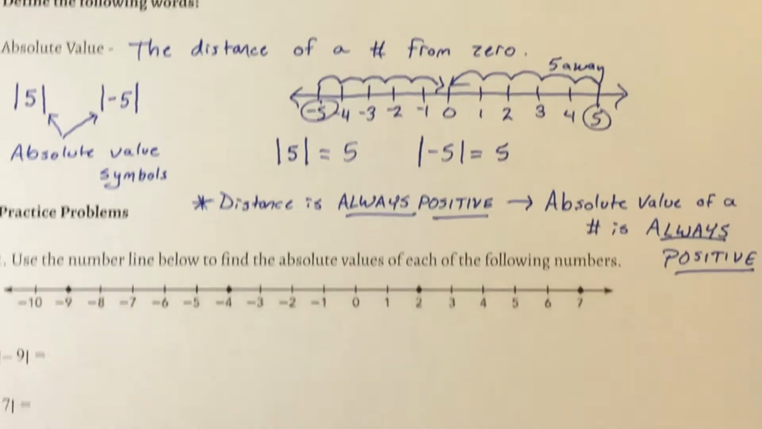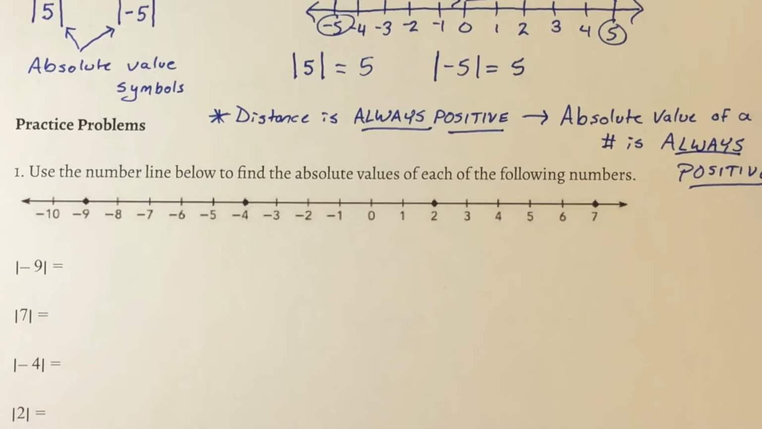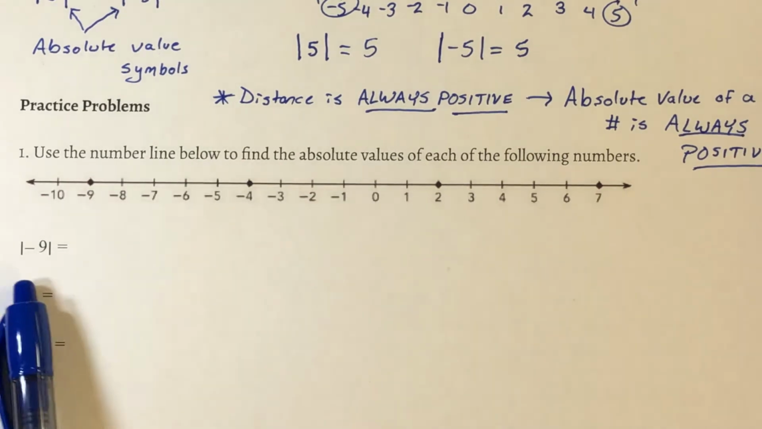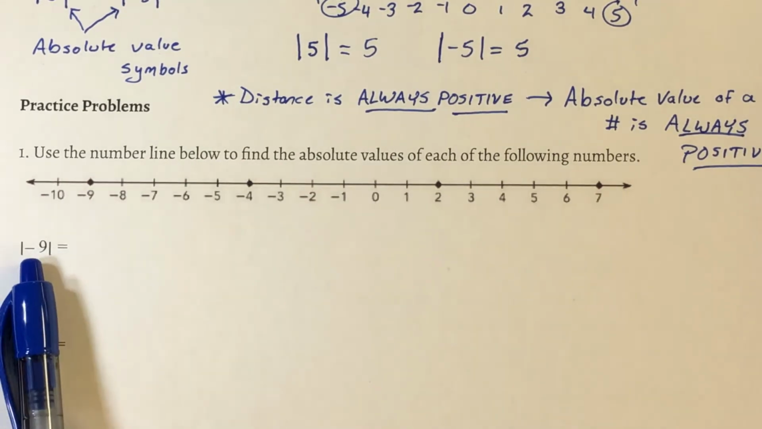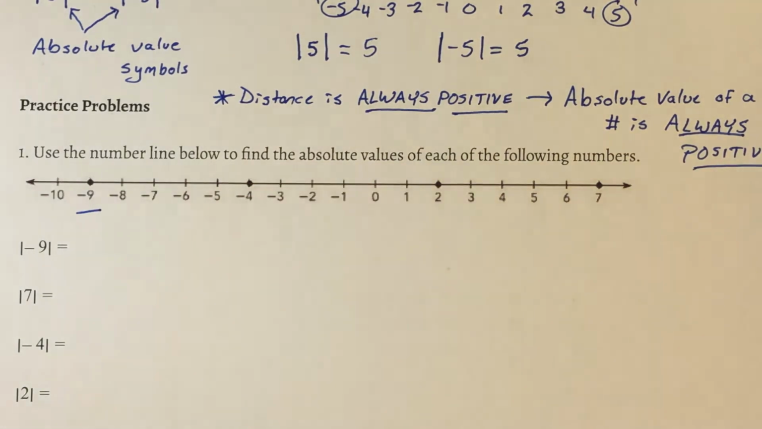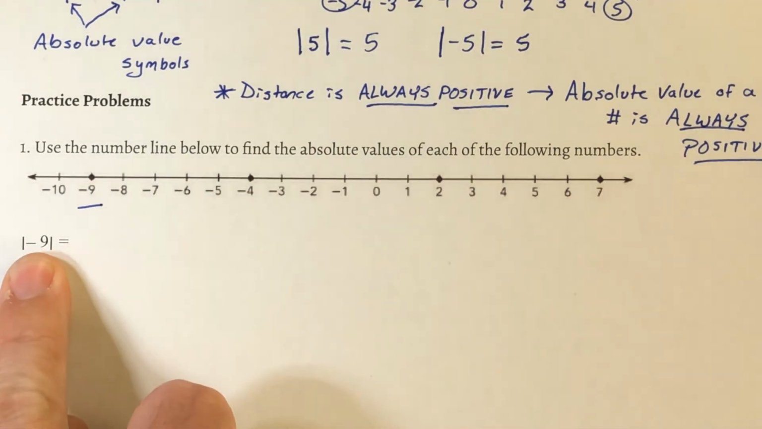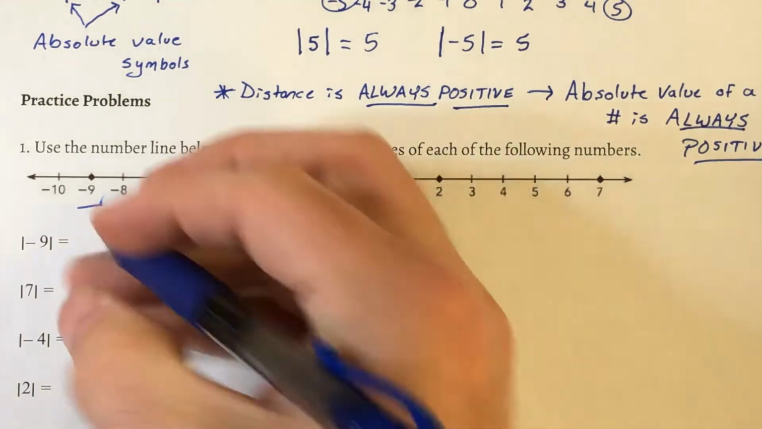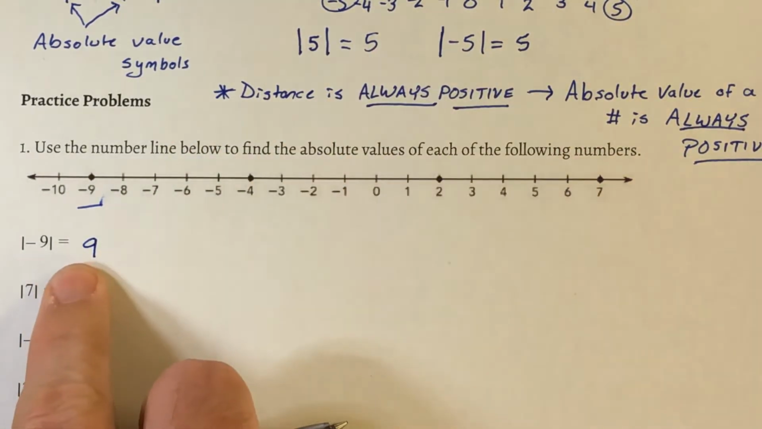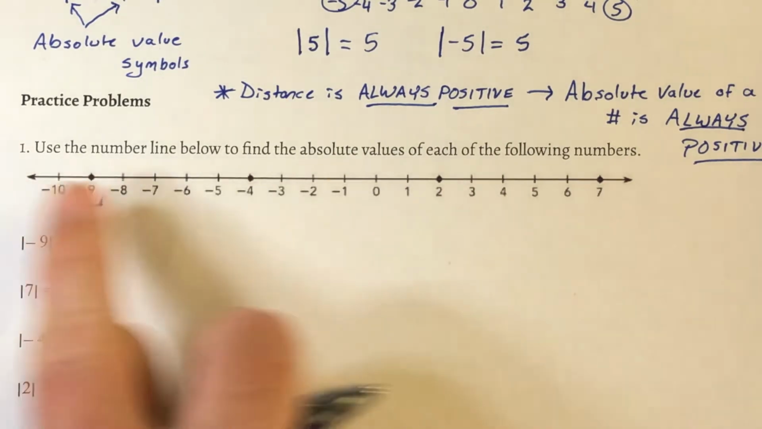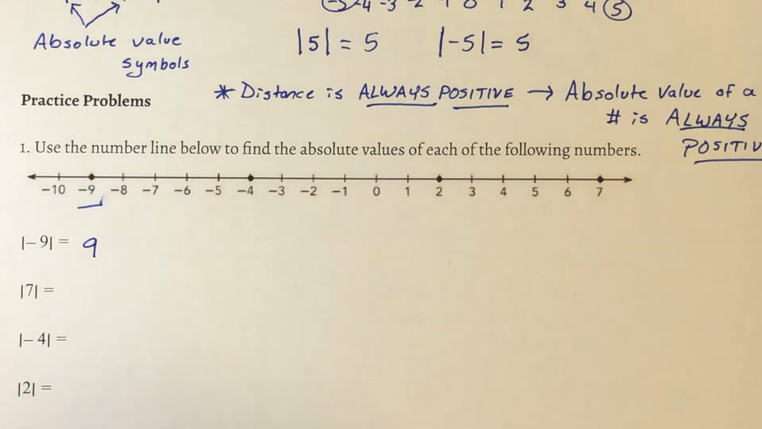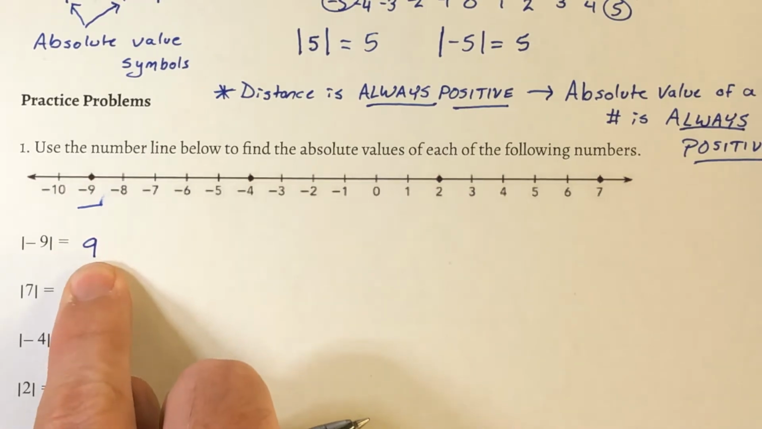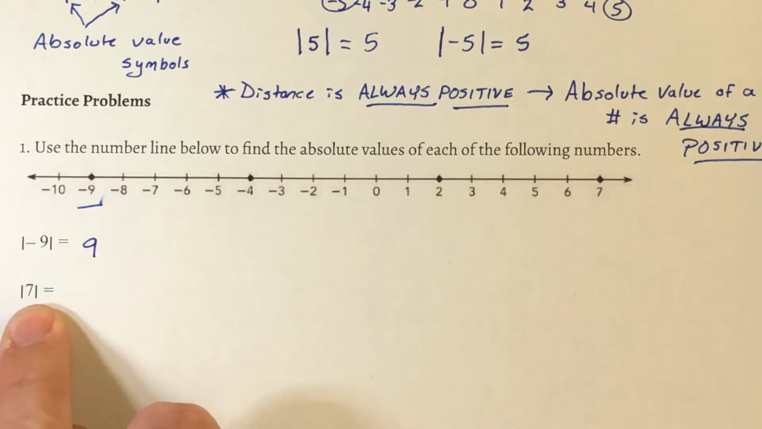Okay, let's do a few practice problems. We're going to use this number line just for a nice visual. So our first one is absolute value of -9. -9 is right here on this number line, and we're asking how far is -9 from 0? 1, 2, 3, 4, 5, 6, 7, 8, 9 away. Again, distance is always positive. It doesn't matter which direction you're traveling from. So if you have an absolute value of a negative number, your distance is going to come out positive, no matter what.